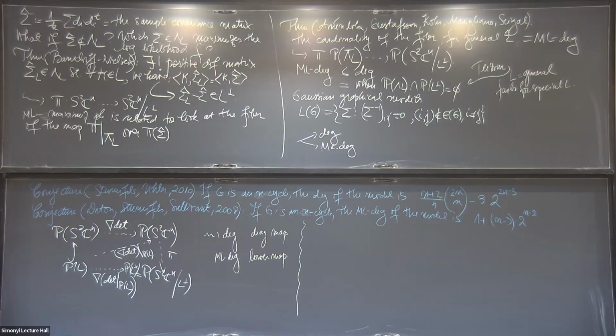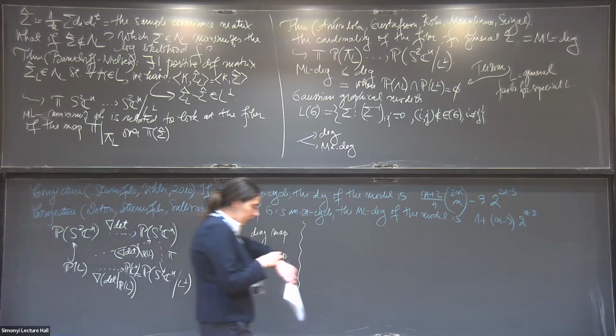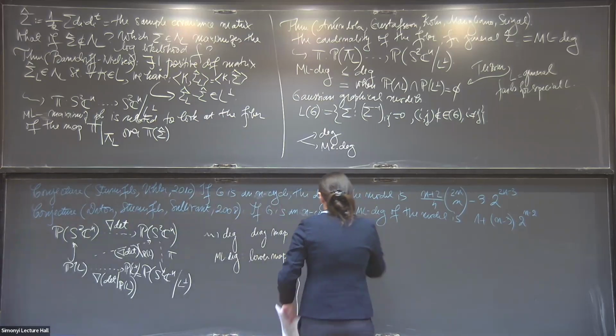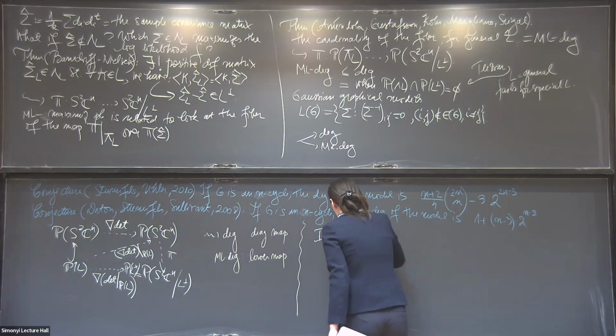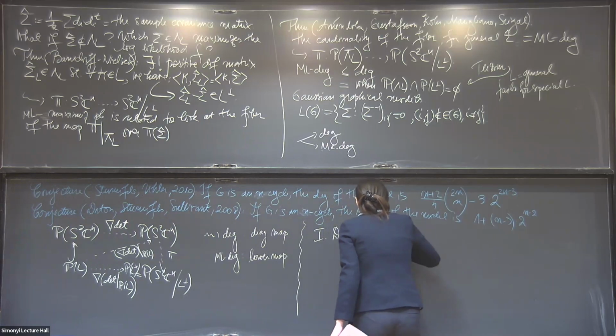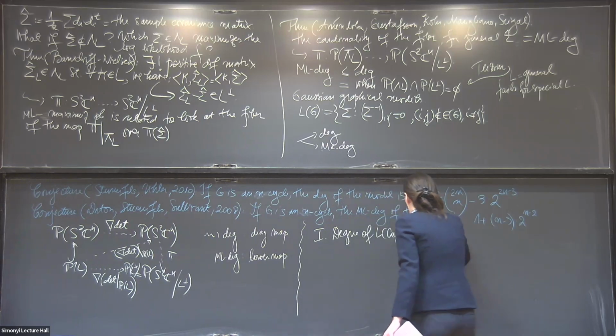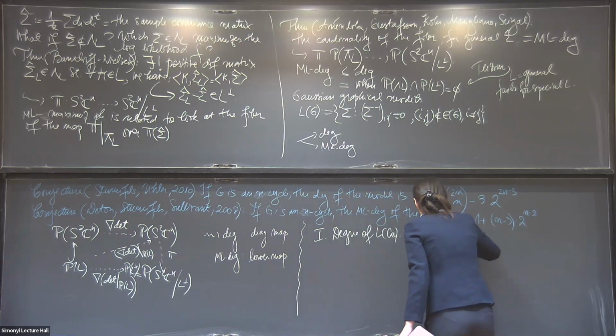Okay, and now let's pass to the first conjecture, degree of LCN, where SCN is the n size.